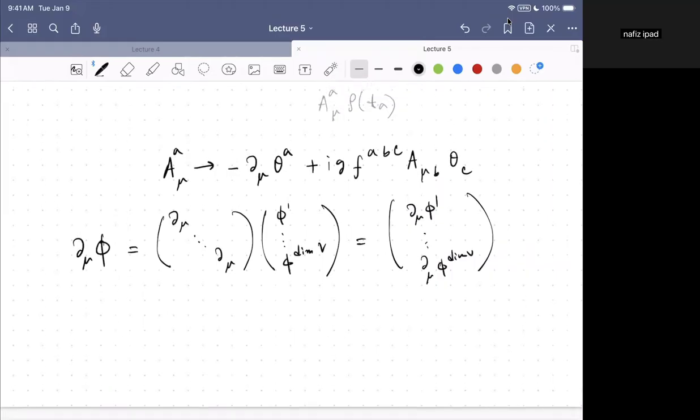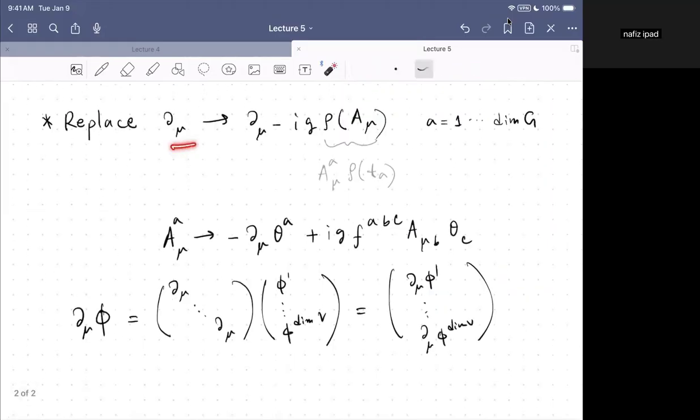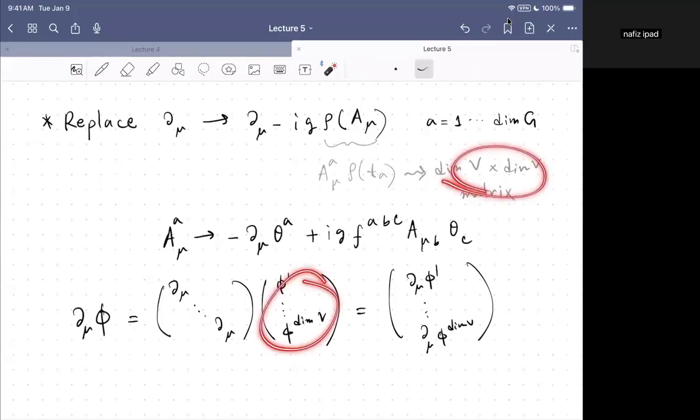So then, when you promote partial derivatives to something like this, this thing is a dim V times dim V matrix. And you will simply multiply this matrix with this vector, which will give you another vector. That's how this part acts on your fields.